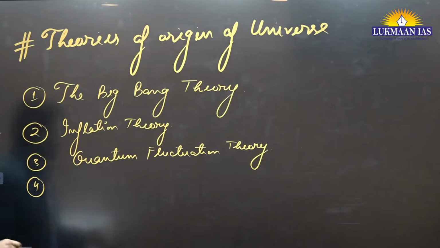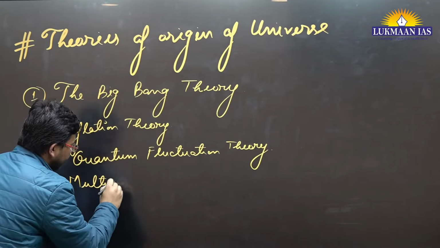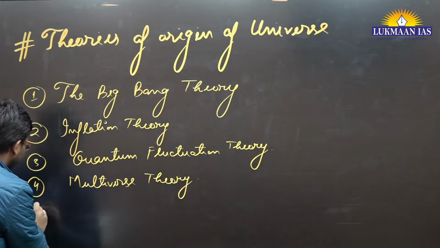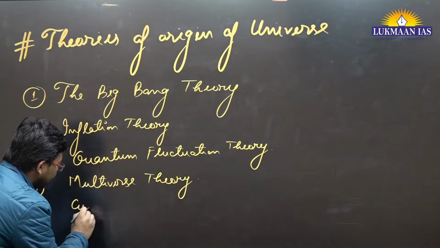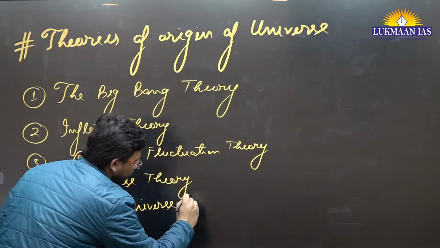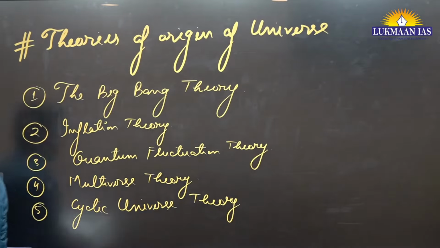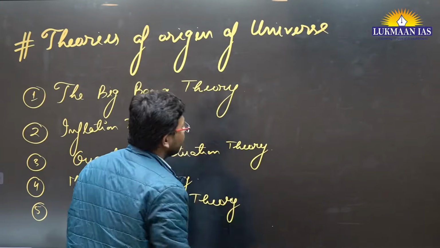And the fourth theory is known as multiverse theory. And then we are going to understand a theory which is known as cyclic universe theory. So these are some of the theories that are prominent related to how the universe originated.